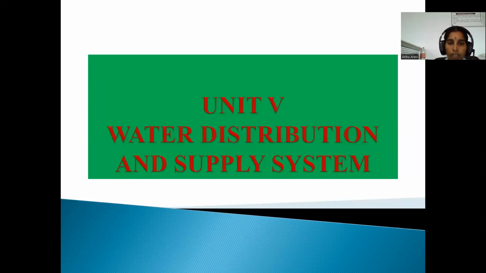In water supply engineering, Unit 5, Water Distribution System and Supply. In order to fulfill the water requirements for domestic, industrial, and commercial purposes, water has to be distributed from the treatment units to the individual houses. A well-planned distribution system consists of the arrangements of pipelines, valves, hydrants, service connections, service reservoirs, and pumps, etc. The complete arrangements used to distribute the purified water to the consumer is called water distribution system.